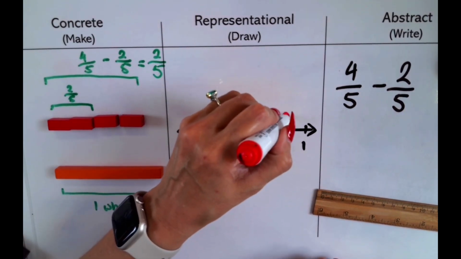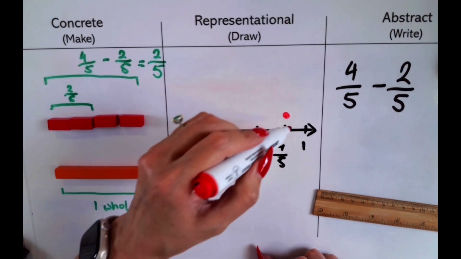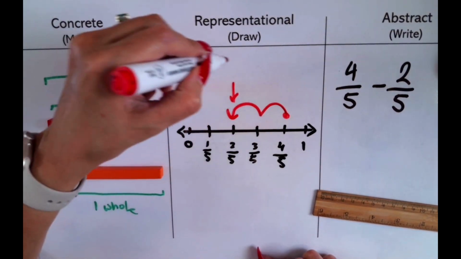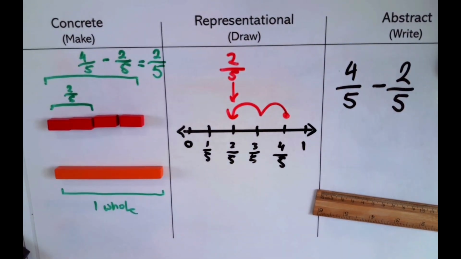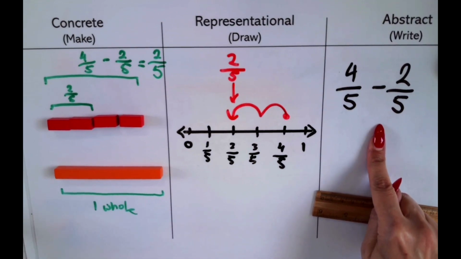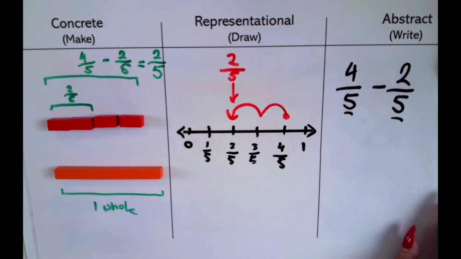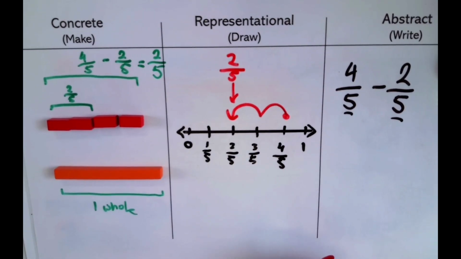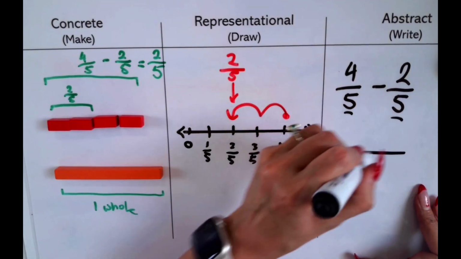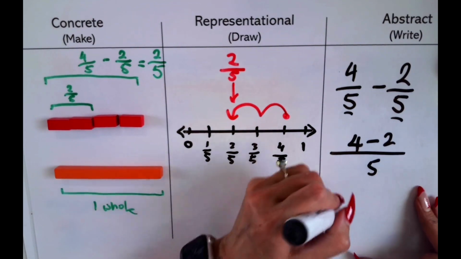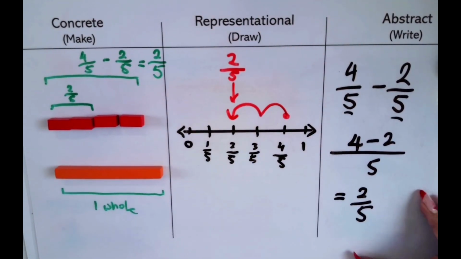So you start here. I start with 4/5. I take away 2/5. Where do I end up? At 2/5. Now, if we're looking at our abstract, we know we don't have to do anything to this because our denominators are the same. If I have my parts all broken up into equal parts, then I can simply subtract my numerators. So I end up with 2/5.